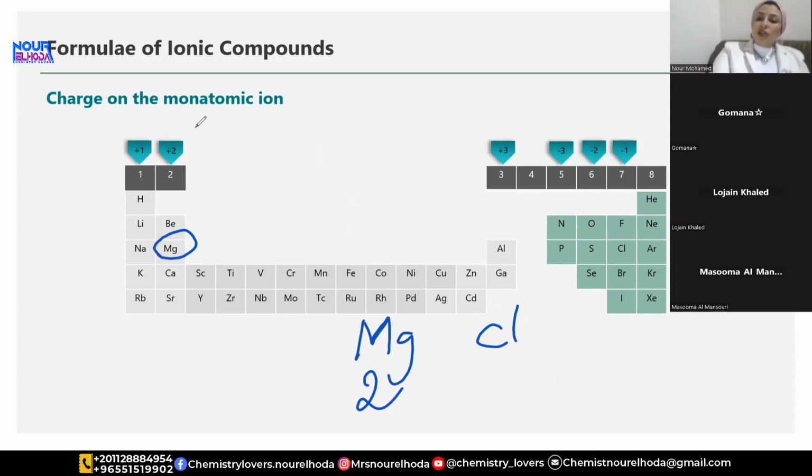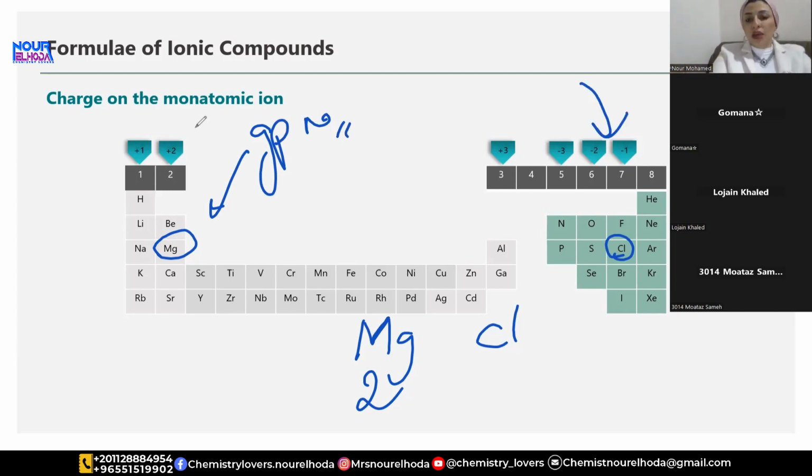Okay, what about for non-metals? What should you do? Chloride is in group 7. So what should I do? For non-metals, you're going to make 8 minus the group number. You will subtract. For metals, for any metal, you put the same as the group number. If I'm talking about a non-metal, what should I do? I'm going to do 8 minus the group number. This is very important.